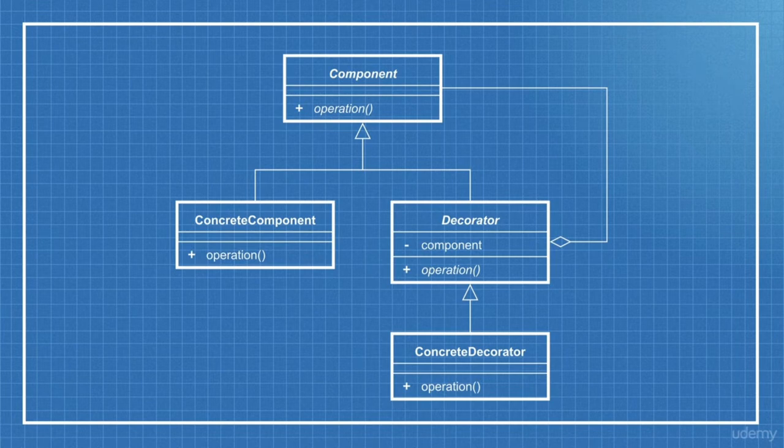Then we have concrete classes for both of these. So in my example, the concrete components were Model S and Model X. And the concrete components for the decorator were the rear-facing seats and the enhanced autopilot. As you can see in this diagram, the decorator also keeps a reference to the component that it is decorating, and it also overrides the same operation.